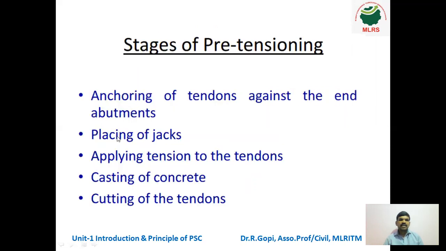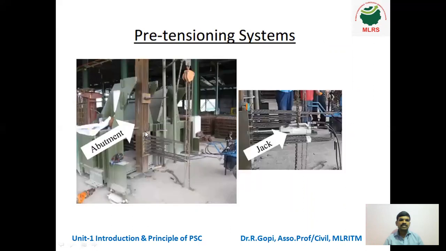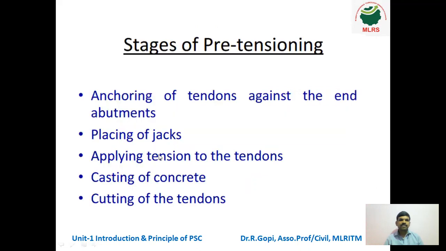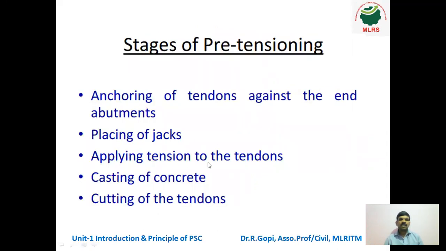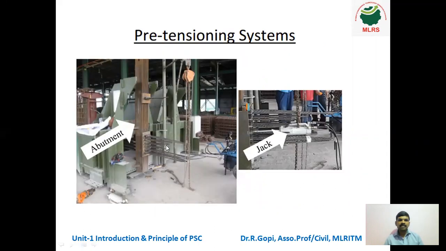Next, placing of jacks. The jack is this one. You can see here, this is the jack. Through this jack only, the pre-stressing force is applied on the tendon, applying tension to the tendon. Suppose we design that the tendon should have a force of 500 kilonewton, so we have to apply 500 kilonewton force to the tendons. Next, after tensioning the tendons, concrete is cast for the element.